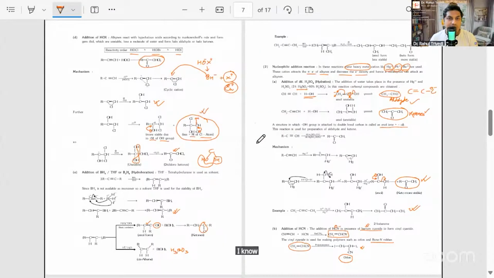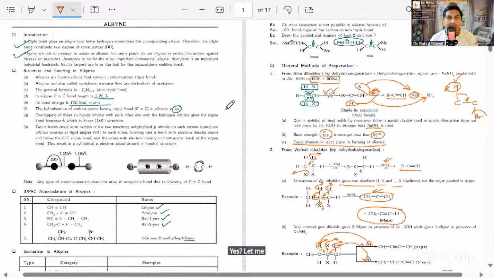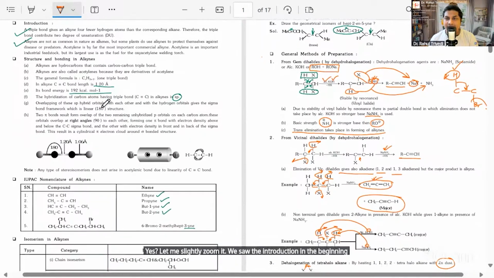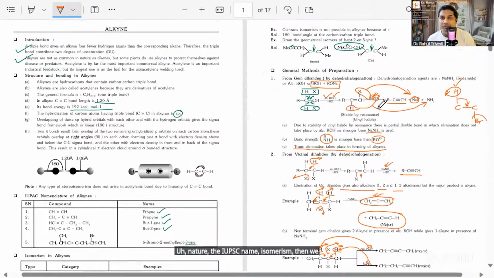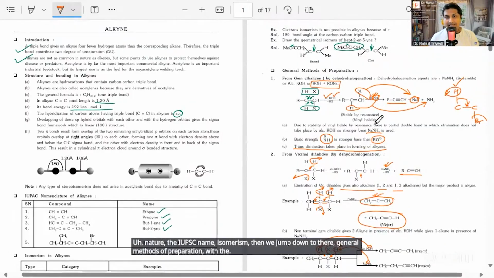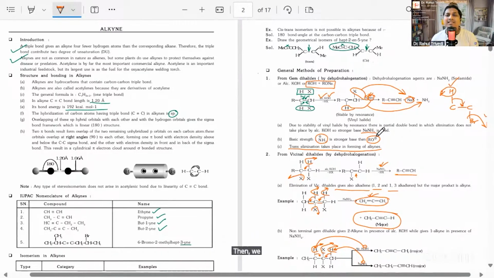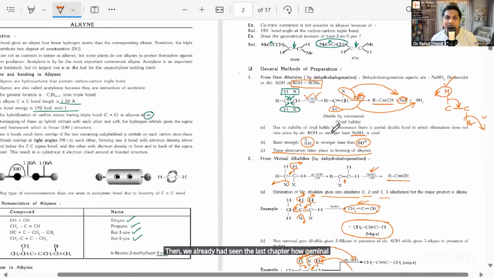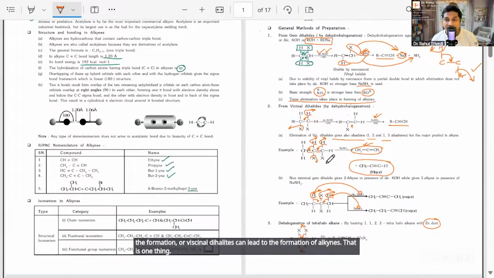I know it is too small, but we saw the introduction in the beginning. Yes. Let me slightly zoom it. We saw the introduction in the beginning. Yes, some of the physical nature, the IUPAC name, isomerism. Then we jumped down to their general methods of preparation, where the actual part started. One important part we learned was that no cis-trans isomerism takes place at the triple bond. That is one thing, keep in mind. Then we already had seen in the last chapter how geminal dihalides or vicinal dihalides can lead to the formation of alkynes. That is one thing which we saw here, correct?